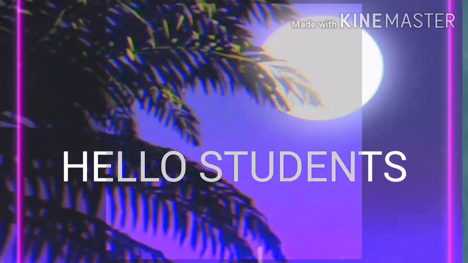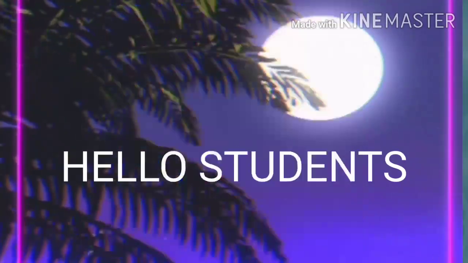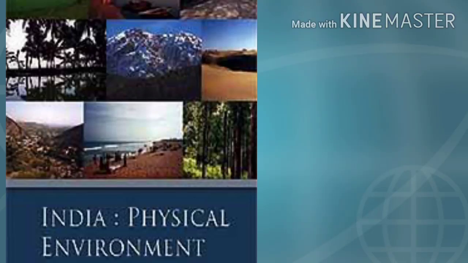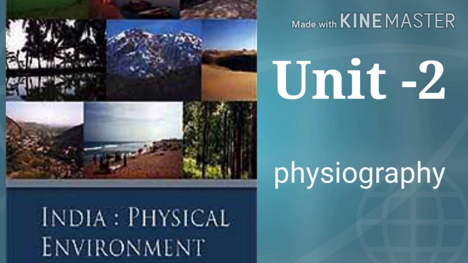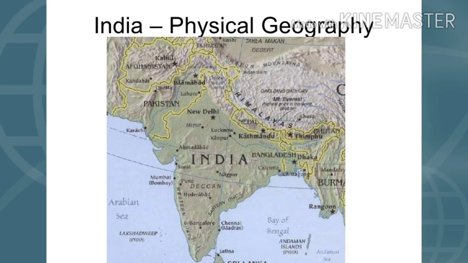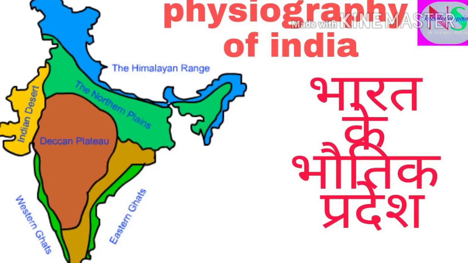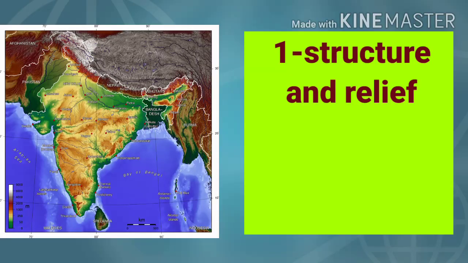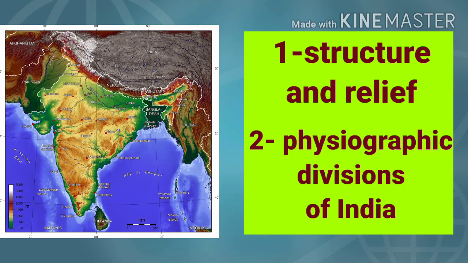Students, today we are going to start the second chapter of our second book, India Physical Environment, in which we will start today the second unit, and the chapter is Physiography. As you know, this book is based specially on the physical environment of India. So, in the chapter Physiography, we will study the physiography of India. In this chapter, we are going to study the structure and relief and the physiographic divisions of India.